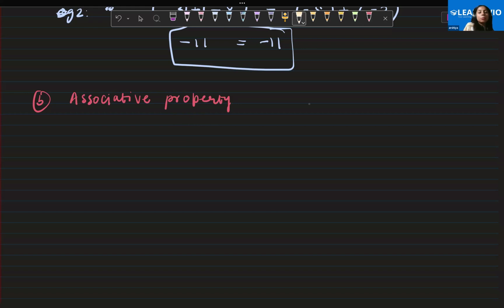You can look it up in your notebook. We did it yesterday, right? Associative property of multiplication, for multiplication. Ma'am, can I do? Yes.